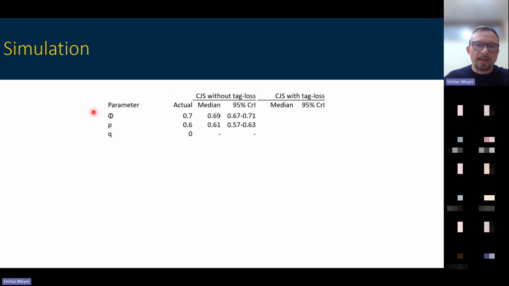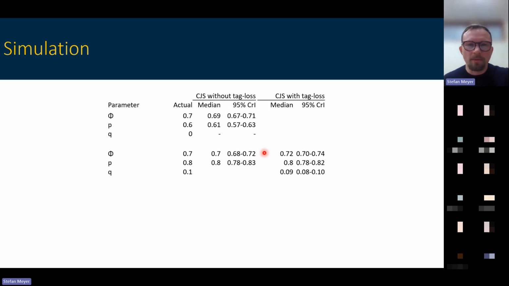First, the simulation without tag loss. Obviously, I was only able to fit the CJS model that does not account for tag loss here because there is none. What we see here are the median estimates and the 95% credible interval. The model is estimating both parameters, survival and recapture, pretty accurately. The median estimate here for survival was 0.96 compared to the actual survival of 0.7, and the 95% credible interval ranges between 0.67 and 0.71. And again, the same accuracy for the recapture probability.